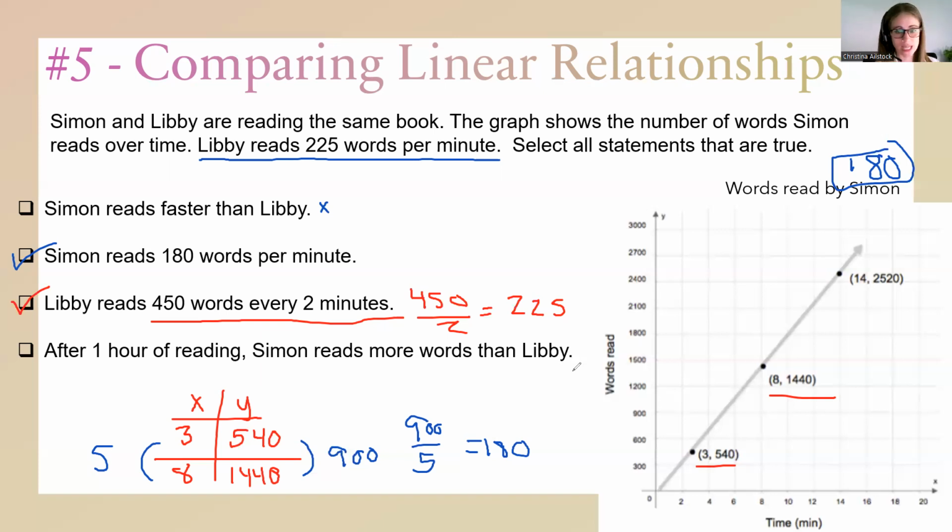After 1 hour of reading, Simon reads more words than Libby. That's not true because Simon reads slower. So if you wanted to apply it, we have the minute mark here, but there are 60 minutes in an hour. So if you took 180 times 60, and did the same for Libby, Simon still isn't going to be faster after an hour because he has a slower rate per minute. So these are the only two choices that are correct.